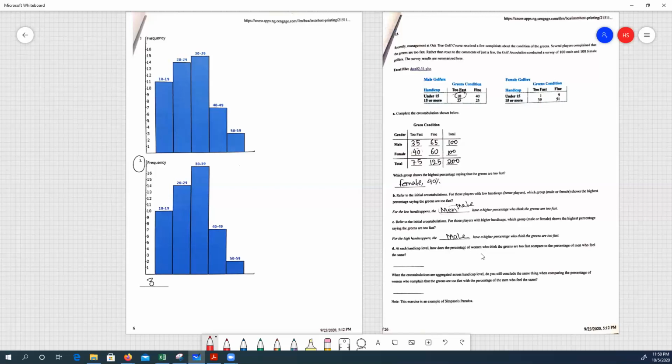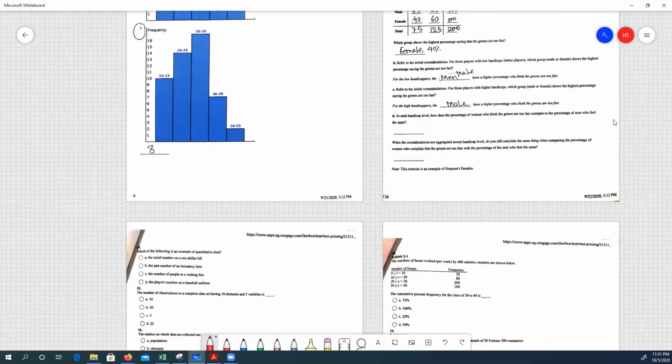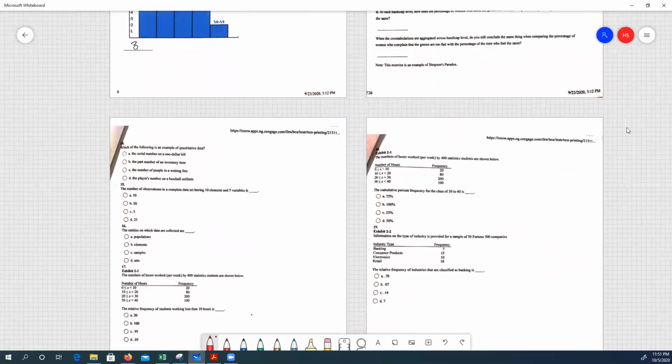How does the percentage of women who think the greens are too fast compare to the percentage of men who feel the same? So you can just try this one. If you do not get the answer, then let me know. I'm also going to send you the key. Okay, so let's move to the next.